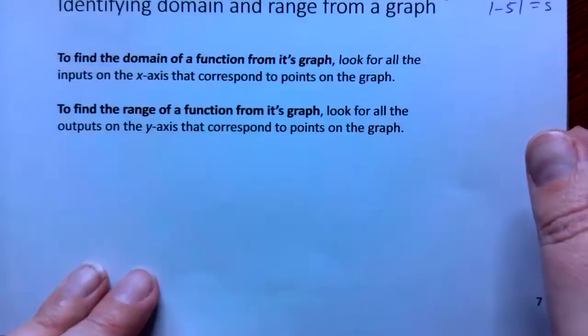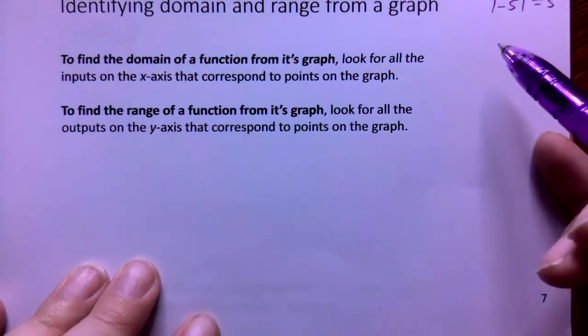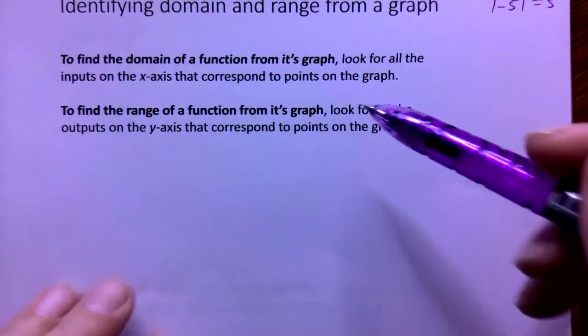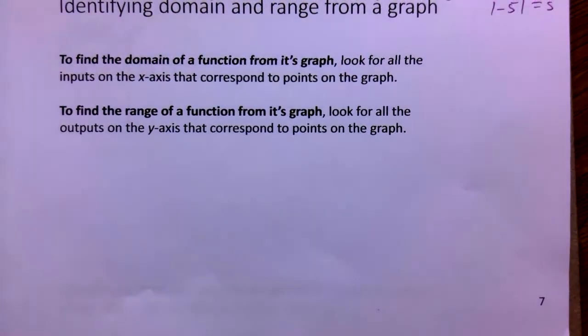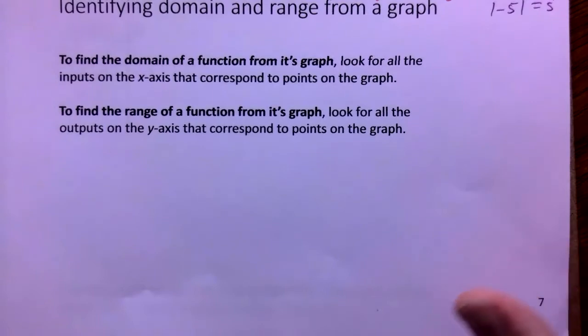Well, basically, when you're looking for the domain, you're looking at how far your graph stretches to the left and to the right, and whether there are any gaps. So that's your domain. For your range, same thing, only vertically. How far up and how low down does the graph go, and are there any gaps? So that's basically it. Let's practice it right now, and then we're going to talk more about it.